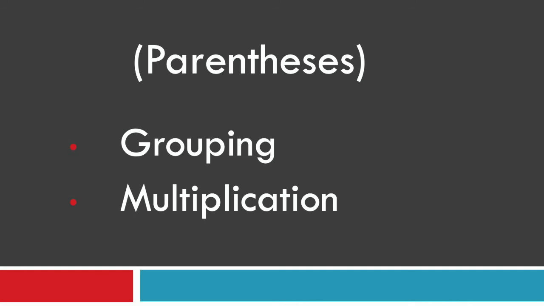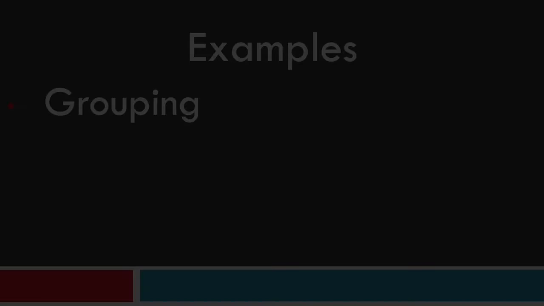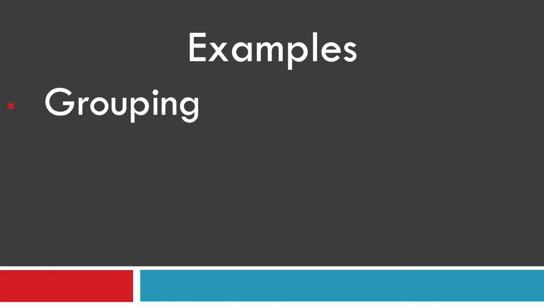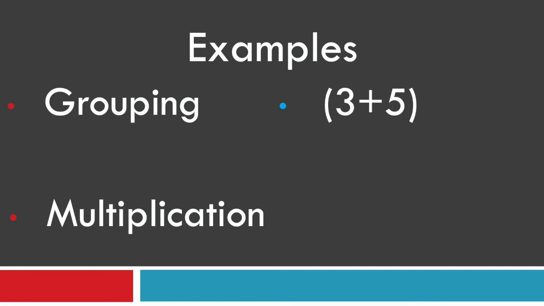Two ways parentheses are used in mathematics is for grouping and multiplication. Let's look at some examples of what the grouping could look like. Here we can see we're grouping 3 plus 5 together. For multiplication, we can see here that we're multiplying 6 times 7.